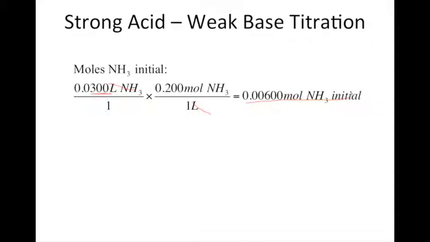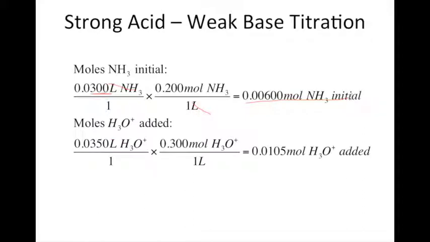That's what we started with. Now, how many moles of acid have we added? Well, we take our volume, 35 mL, into liters, and multiply it times the molarity. Our liters cancel, and since we have a 0.3 molar HCl solution, we've added 0.0105 moles of acid.